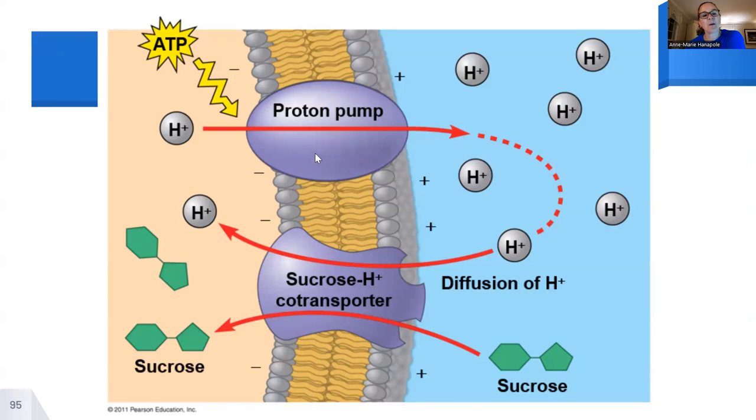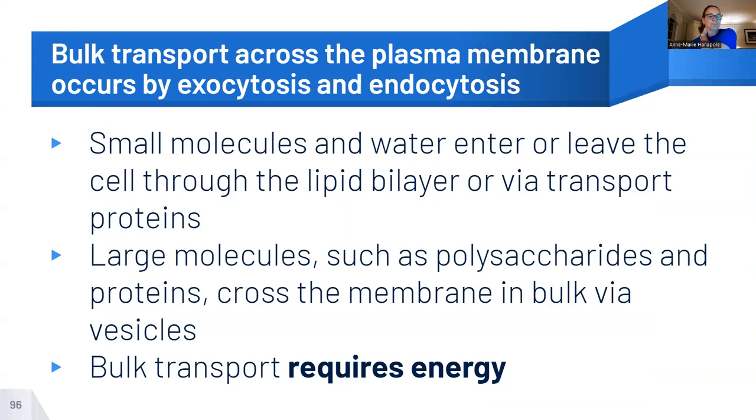So here's a proton pump pumping hydrogen ions out of the cell. And that, of course, uses ATP energy. But then the hydrogen ions are going to want to flow back through. And so we've got a co-transporter that is pumping the hydrogen ions back in. But while it's doing that, it's pumping the sucrose in. So a co-transporter is kind of doubling up on a protein that's working to facilitate movement of molecules into the cell.